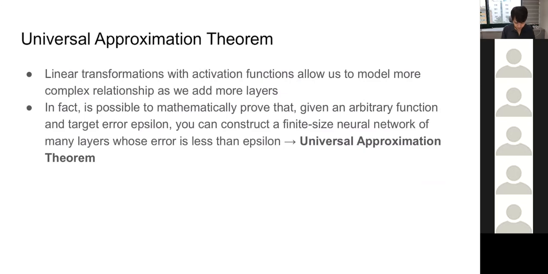And we saw that if you add a lot of layers, not just widening but actually adding depth, which is important, then you can approximate any function within the target error rate. You can mathematically prove that. That's the beauty of neural networks, and that's called the universal approximation theorem.